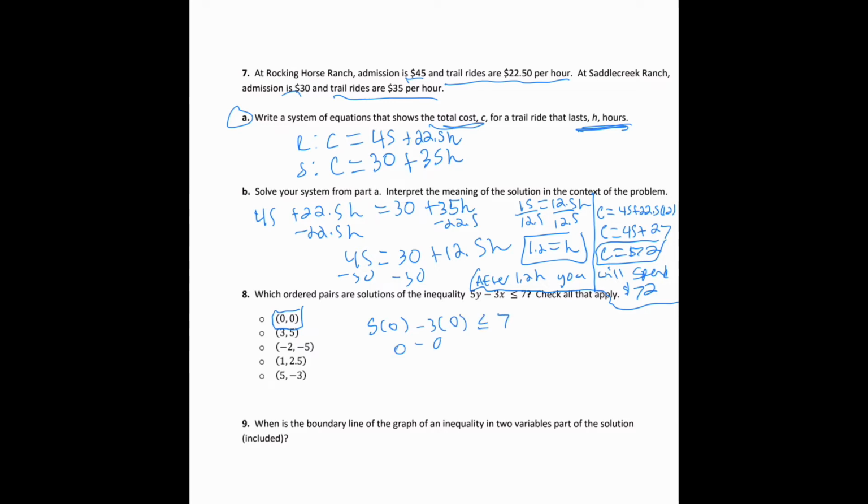and then solve, so 0 minus 0 is less than or equal to 7. 0 is less than or equal to 7, so this does work. So that would be a solution. And now we repeat it for the rest of them. So y is 5 for the second one, and x is 3. So we're going to see if this works out. 5 times 5 is 25. 3 times 3 is 9. 16 is not less than or equal to 7, so that would not work out. And then we just keep repeating, plugging in x and y to see if they work.